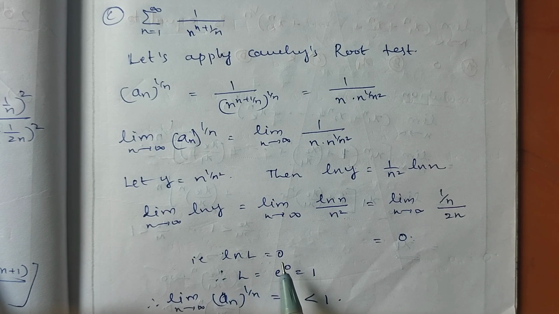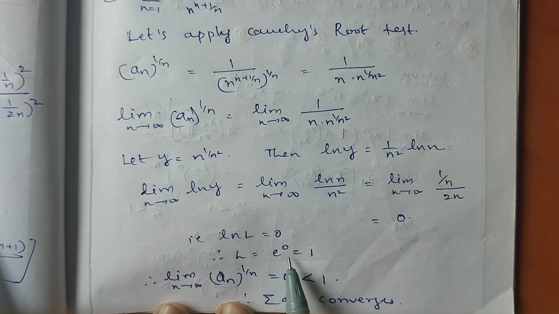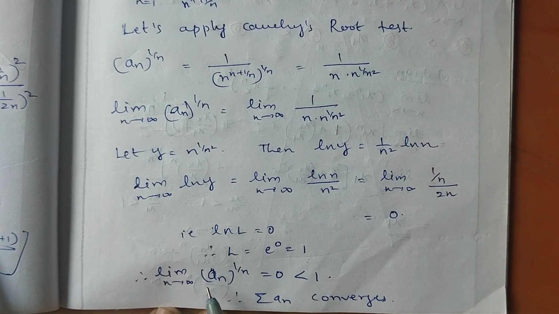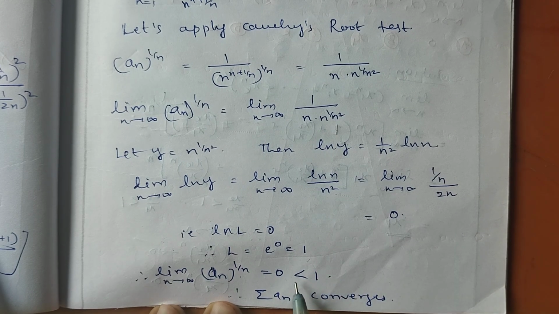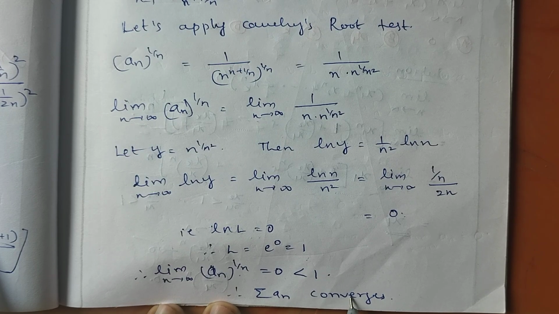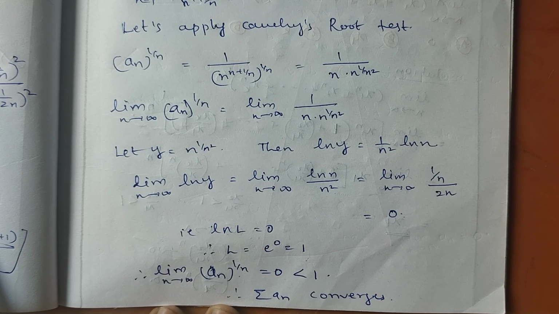So ln L is equal to 0. Therefore L is equal to e power 0, which is equal to 1. Limit n tending to infinity of 1 by n into n to the power 1 by n square, you will get it is 0, which is less than 1, therefore series an converges by root test.